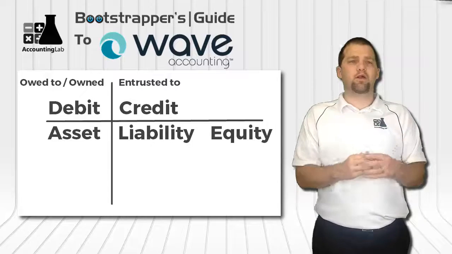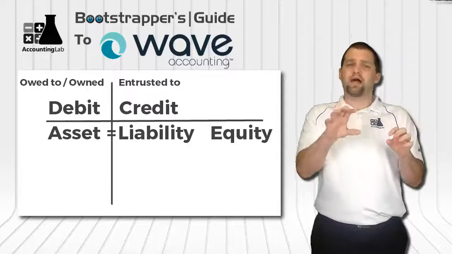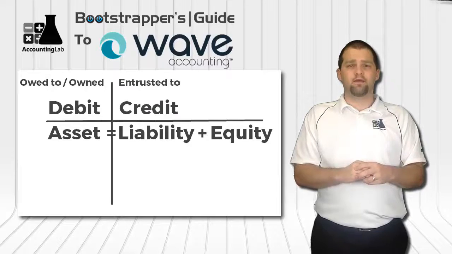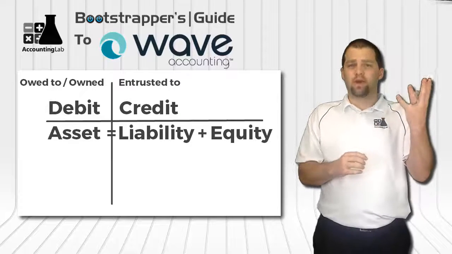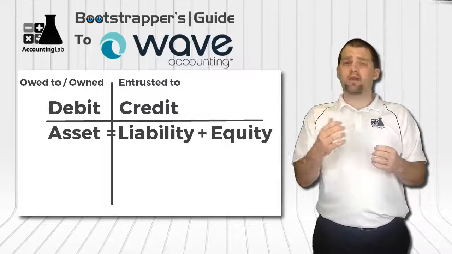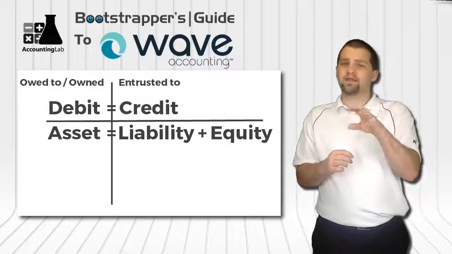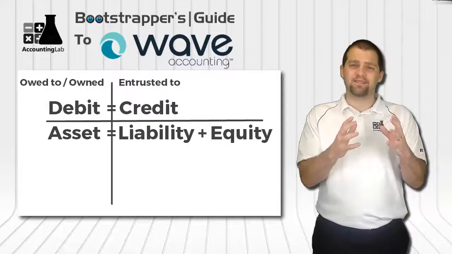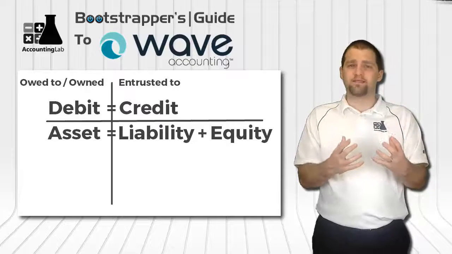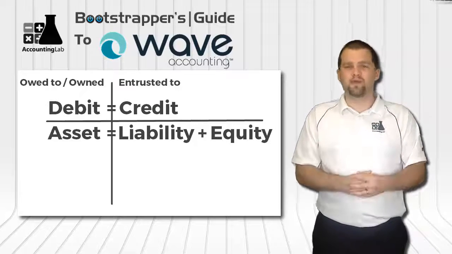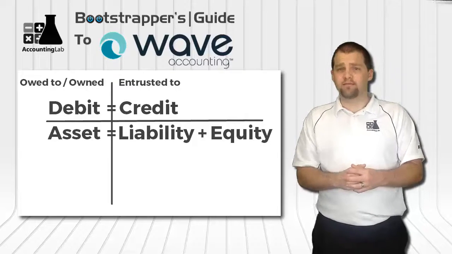So if you look at the accounting equation, assets equal liabilities plus equity. Assets are a debit, liabilities and equity are a credit. Assets equal liabilities plus equity, debits equal credits. You see how this works? They balance. Debits and credits always balance. And that's how you know that accounting transactions are complete.